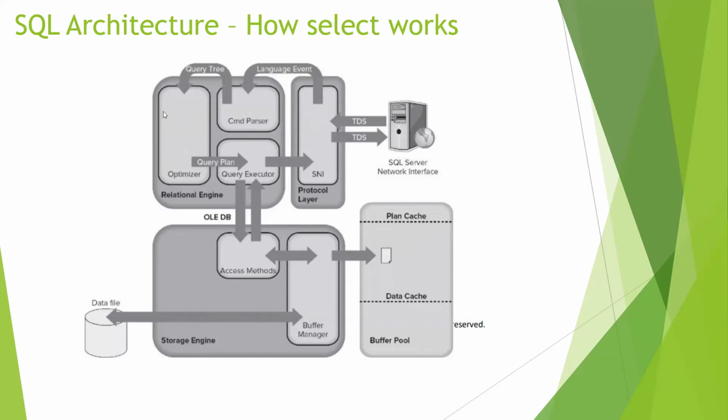The query tree will be sent to the query optimizer, and the query optimizer is a cost-based optimization. So what does it mean by cost-based optimization? It checks what is the cost of the query, right? Based on the cost, while it is generating the plan, it checks the cost, and as soon as it reaches a specific cost, it will terminate and generate a plan for that, right?